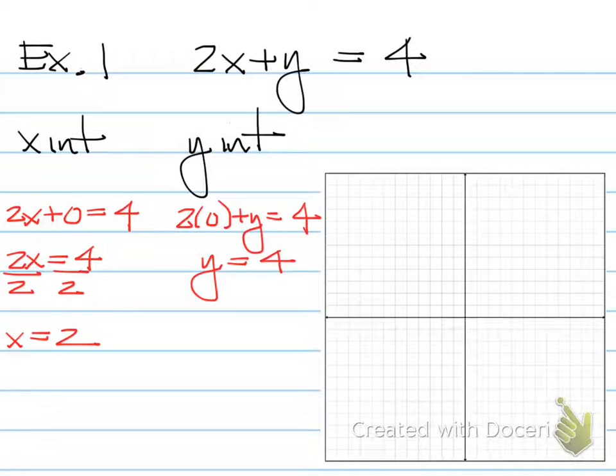So the x-intercept is 2. That coordinate is at 2, 0. And the y-intercept is 4. That coordinate is 0, 4. Once you have those 2 points plotted, you only need 2 points to define a line. Draw a line through those 2 points, and we have our graph.